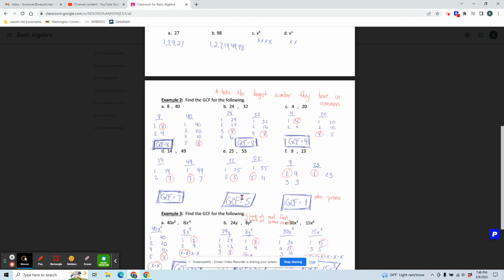So for letter E, my greatest common factor was 5. For letter F, 9 and 23, the largest number they have in common is 1. So if your greatest common factor is 1, which it is here, that means that it's prime.